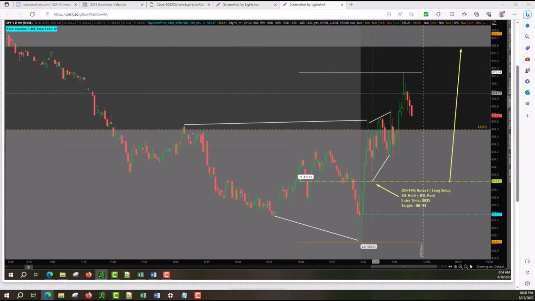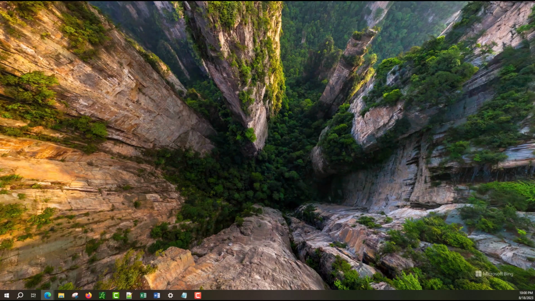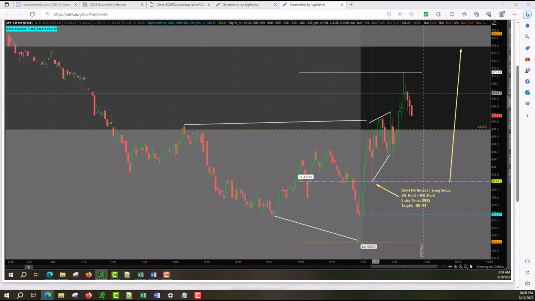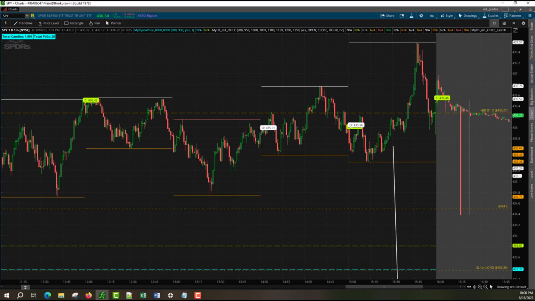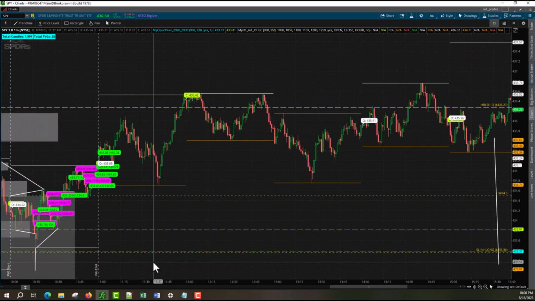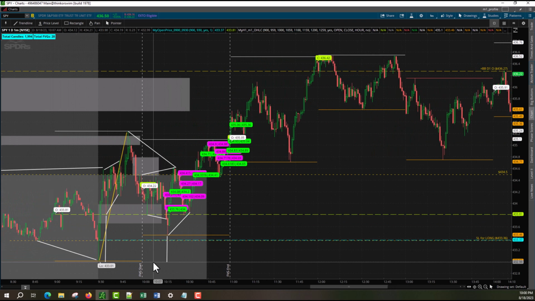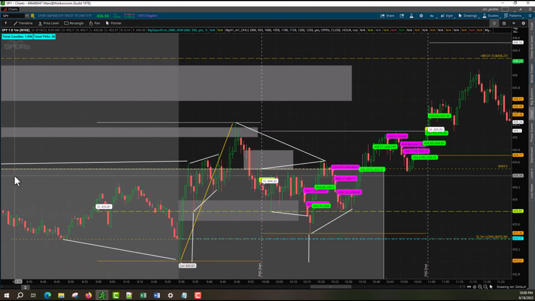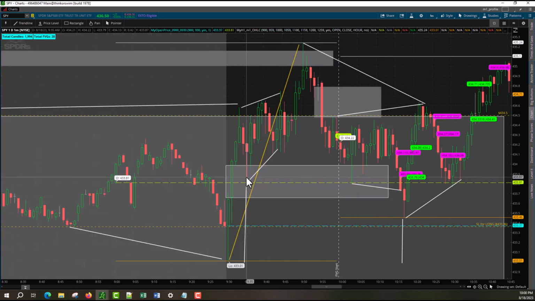Okay, going back to our chart, our target is up around here. So we take that trade and let's see what happened. Let's say we enter right here.